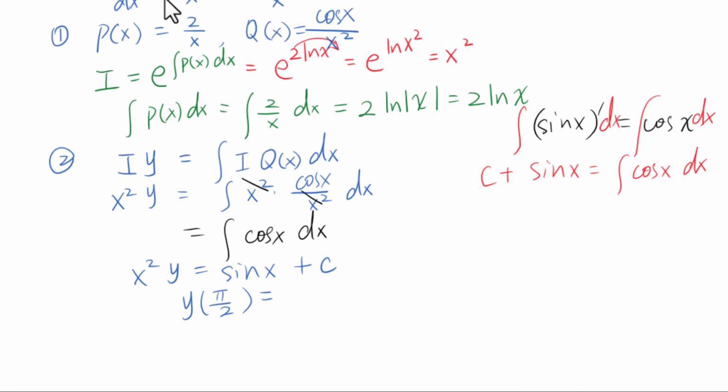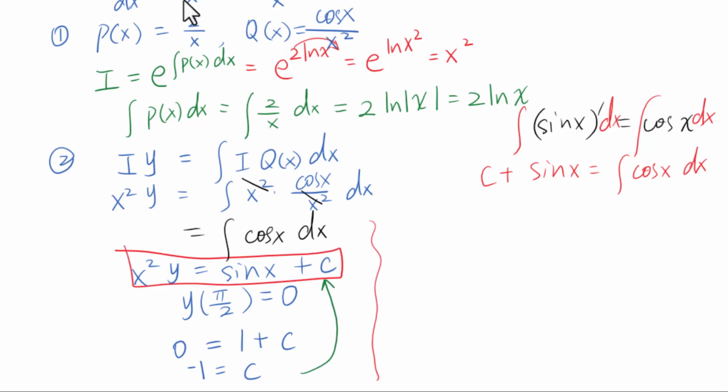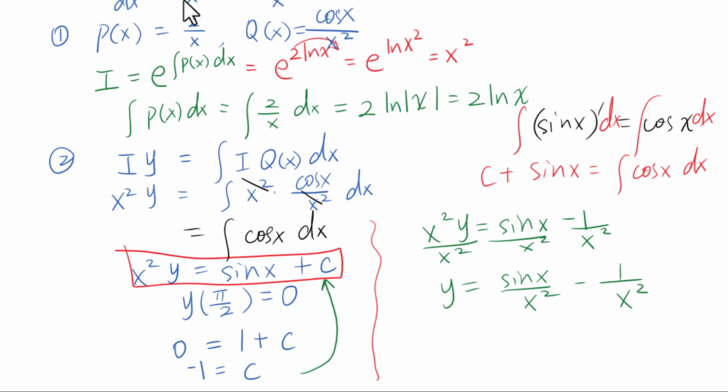The boundary condition is y of pi over 2 equals 0. So we get 0 equals sine pi over 2, which is 1, plus c. So c equals -1. Then we substitute back into this equation: x squared y equals sine x minus 1. Divide both sides by x squared: y equals sine x over x squared minus 1 over x squared.